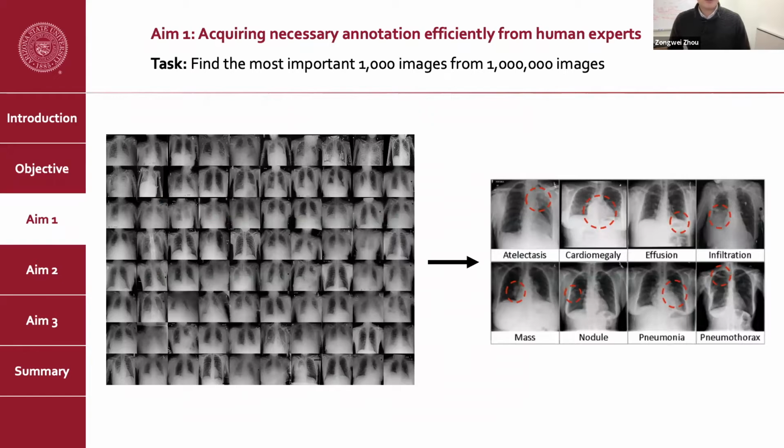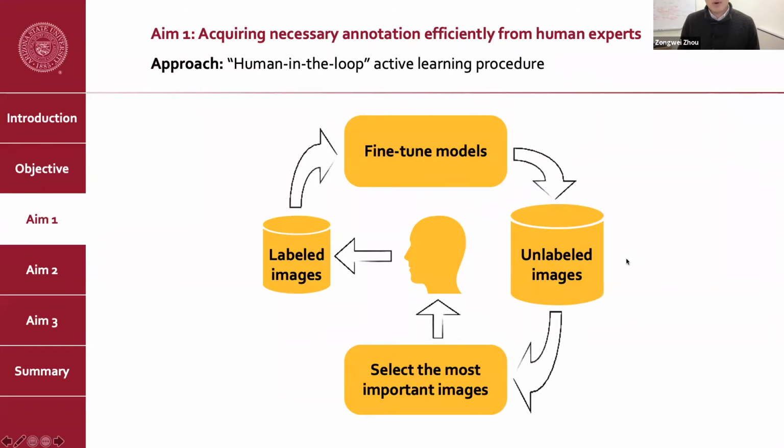So the first aim is to select the necessary samples for annotation. Medical images are generated every day in hospitals. With limited budget and time, it is infeasible to annotate each and every clinical image that we have. So we try to find an important subset of the images for human experts to annotate. The common approach is called the human-in-the-loop active learning procedure. It incorporates both the human expert and the deep model together to precisely detect disease.